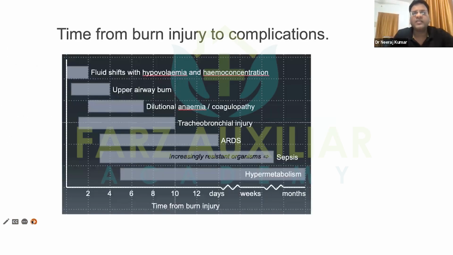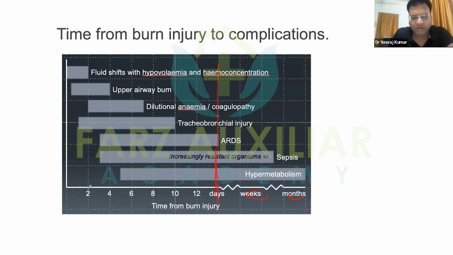Now, the next point is again the timeline for the burn and complications. These are the timelines where, in the x-axis, you look for the timeline that starts from 2 days, 4 days, 6 days. This is the first thing that is very, very important. The first 12 days means first 2 weeks, and then weeks, and then months. Now, you see in the x-axis, time from the burn injury is there.